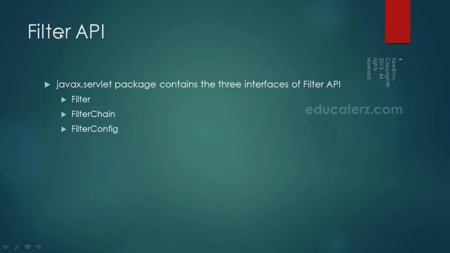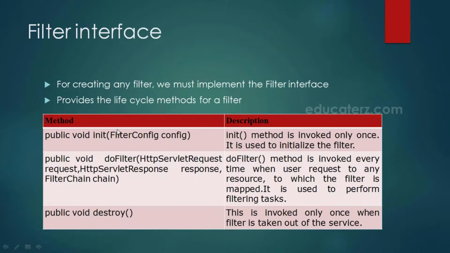Similar to the servlet API, we also have the filter API, which has three interfaces in the javax.servlet package: the Filter interface, FilterChain, and FilterConfig interface. We need to implement the Filter interface in order to create any filter, and it provides lifecycle methods similar to a servlet, like init and destroy. Instead of service or doGet or doPost, we have the doFilter method, which accepts three arguments: servlet request, response, and the filter chain object.